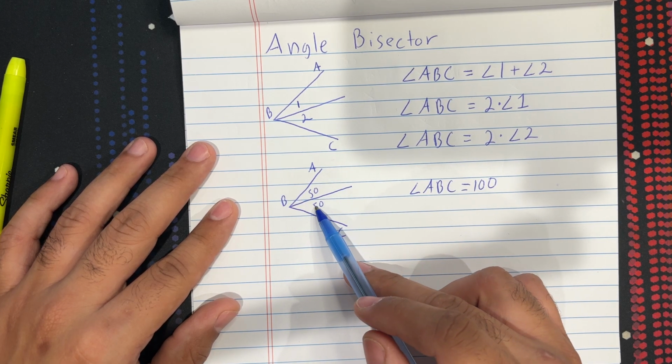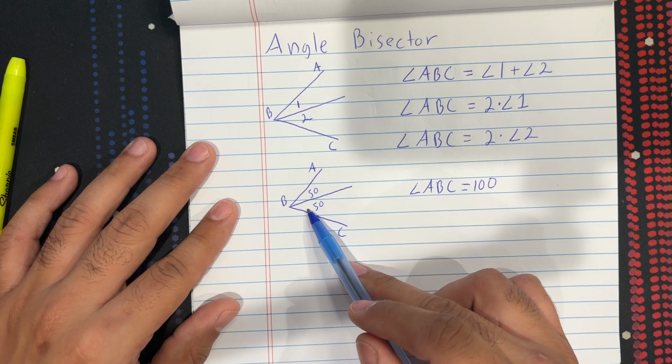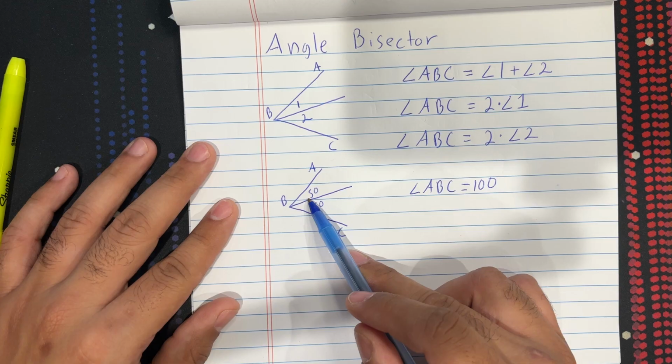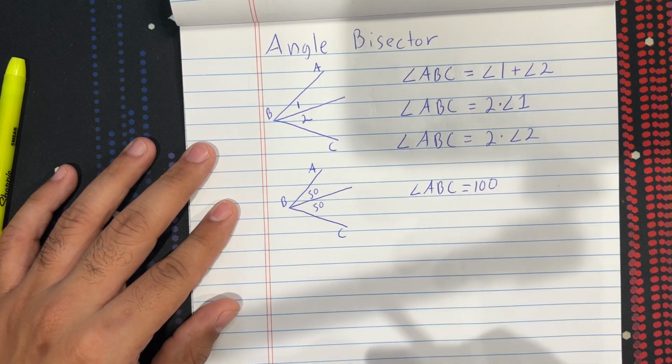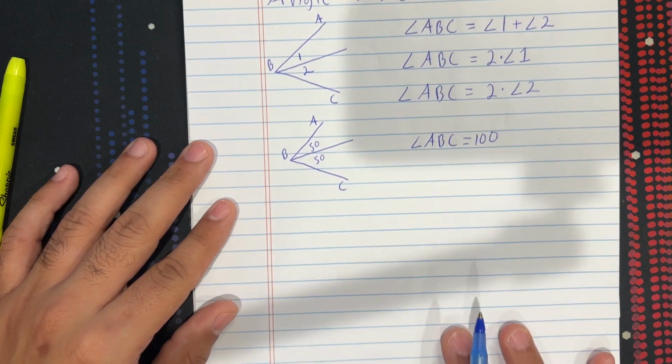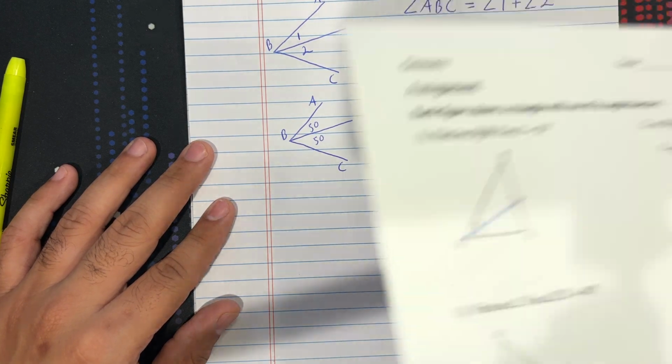So even if you do have a decimal, let's say for instance 50.5, then this would be 25.25, and this would also be 25.25. So just be aware of that. So let's look at our examples now.